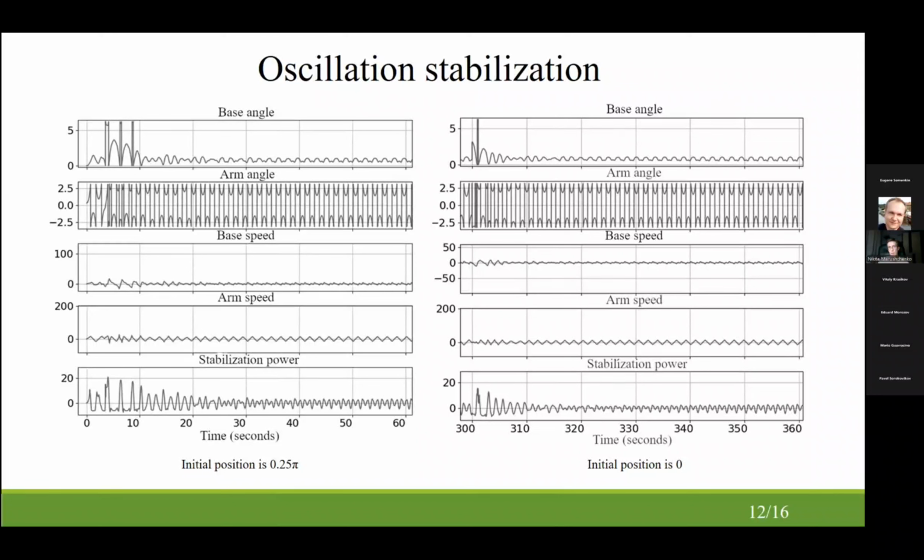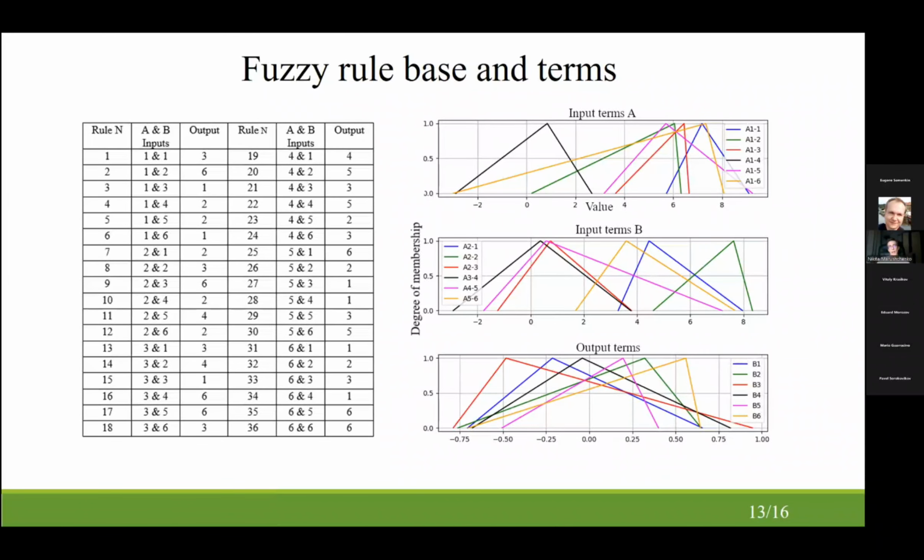The model can also find such rules which would reach the target frequency. On this slide, it is shown how the program finds the fuzzy rule base and fuzzy terms, and how it outputs them.